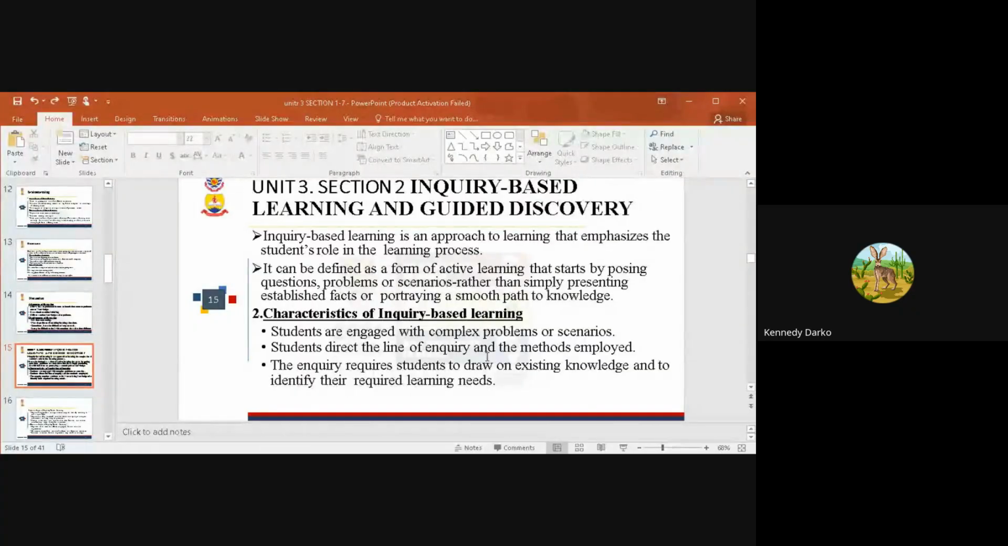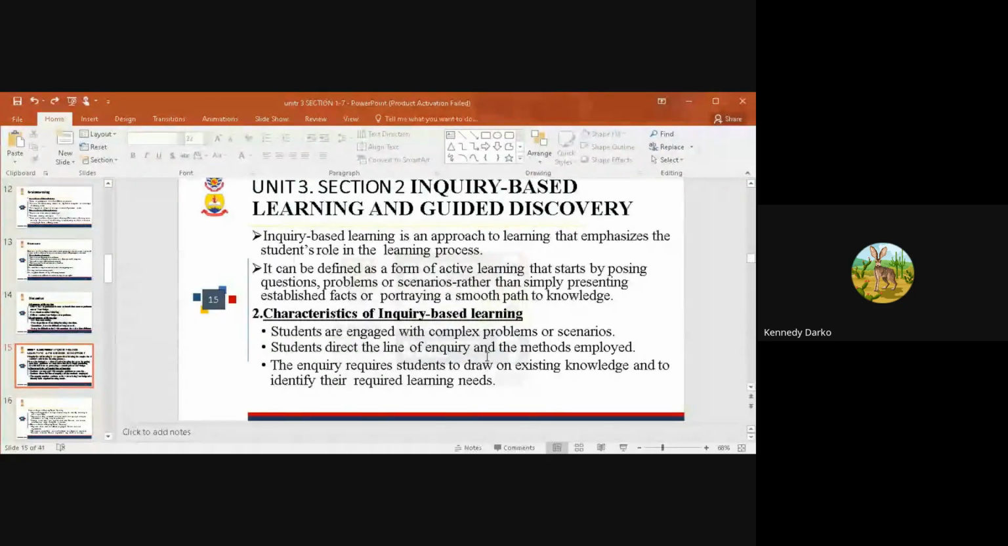Now, what is its definition? It's a form of active learning that starts by posing questions, problems, or scenarios rather than simply presenting established facts or portraying a smooth path toward knowledge. So a question is posed, a problem is given for the inquiry base. When I give you the problem, you go to the community and look at what is happening there. Then you come to the class to give an account. Then if there's anything, I'll be able to guide and also add my quota.